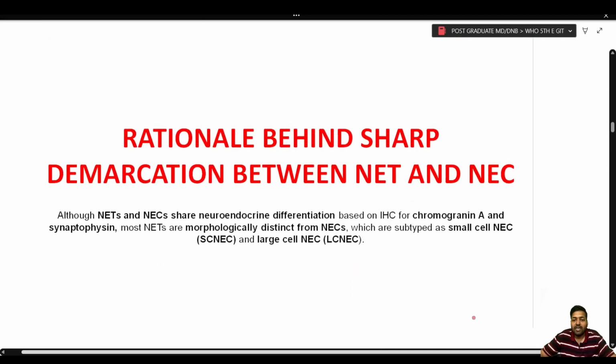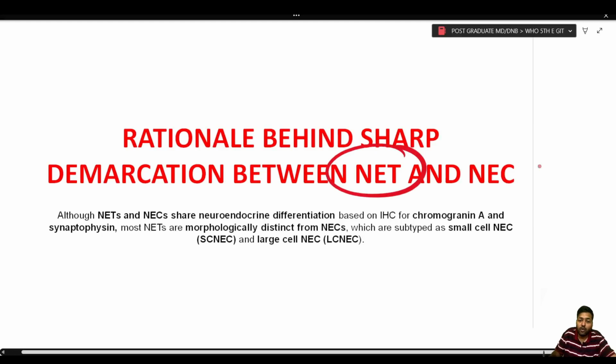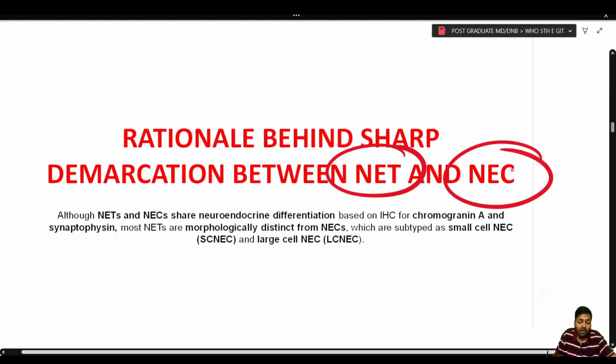Now the rationale. As I told you, the grade 3 well differentiated neuroendocrine tumor and the neuroendocrine carcinomas are not the same. So why have we created such a sharp demarcation between the neuroendocrine tumor and the neuroendocrine carcinoma? We will see right now what the causes are.